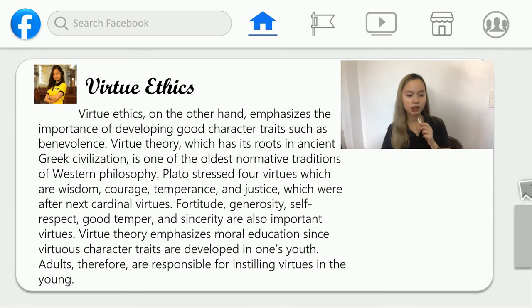Virtue theory received special attention from philosophers in the mid-20th century, who argued that more recent ethical theories were misguided in their focus on rules and actions rather than virtuous character traits.